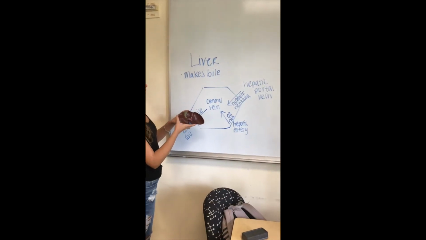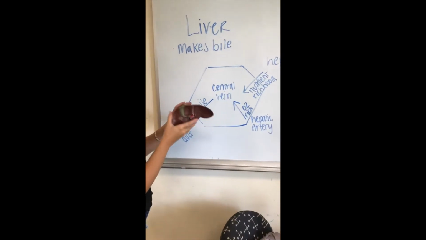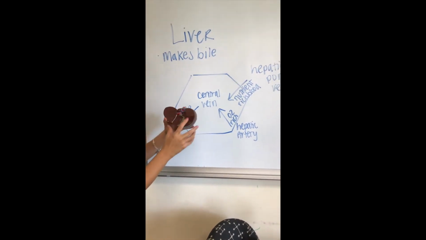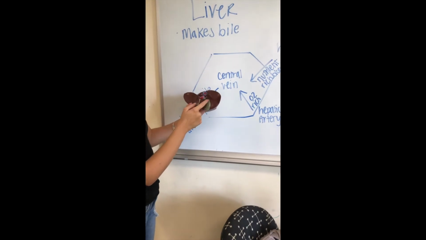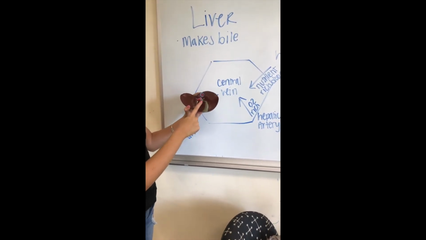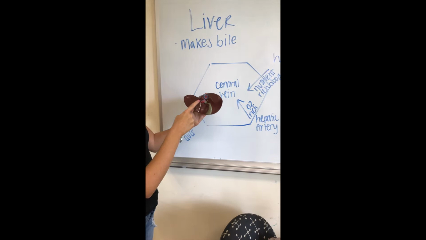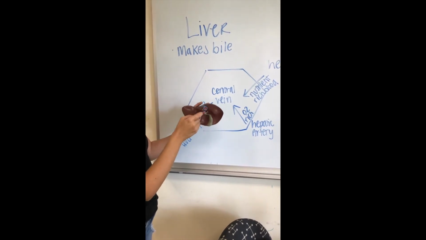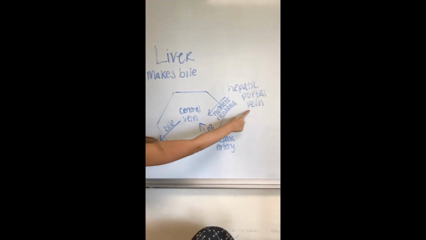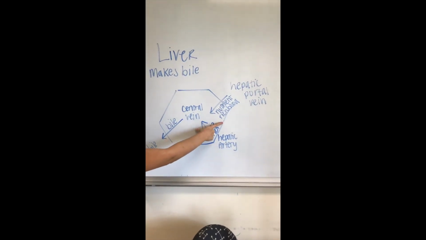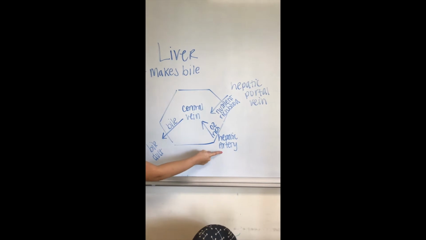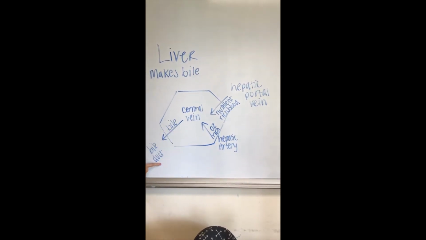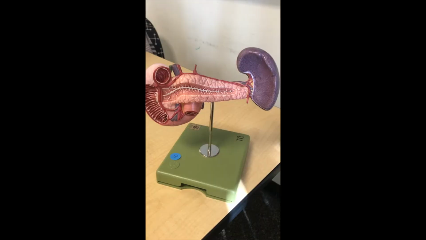So this is the liver. The liver makes bile. This is the right lobe and the left lobe. This is the gallbladder, which forms the common hepatic duct, the hepatic artery, and the hepatic portal vein. The hepatic portal vein brings nutrient-rich blood into the liver. The hepatic artery brings in O2-rich blood, and bile is released from the bile duct.